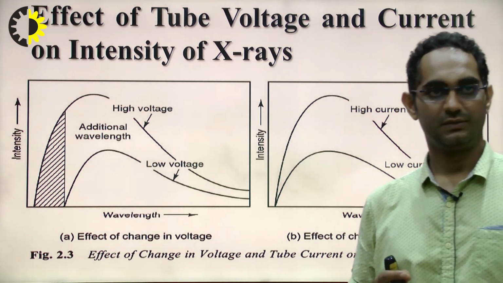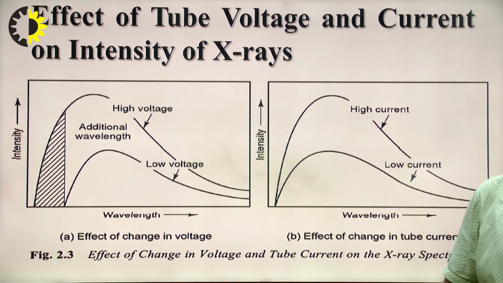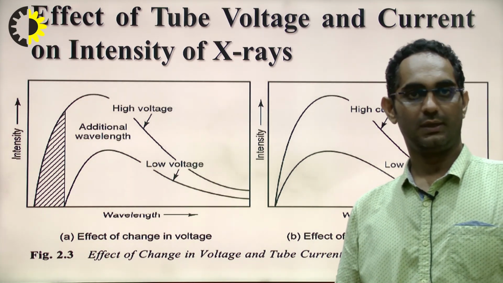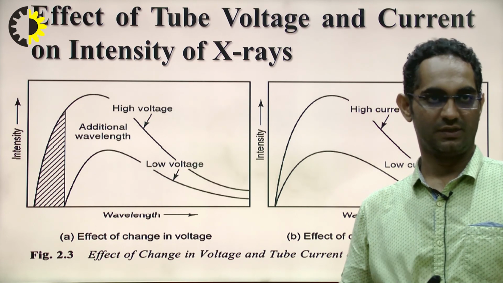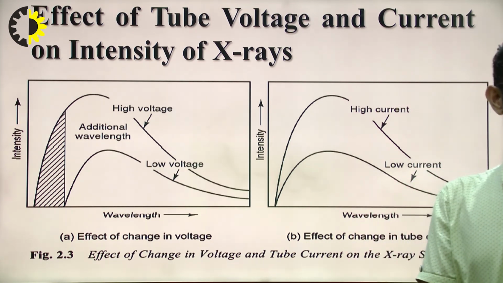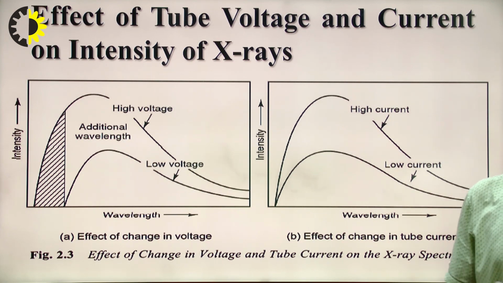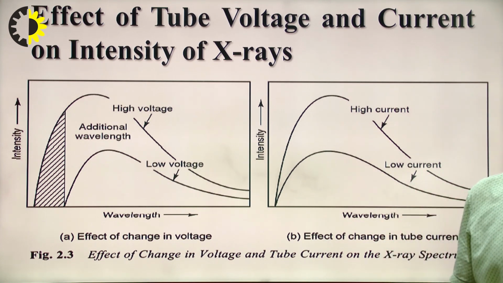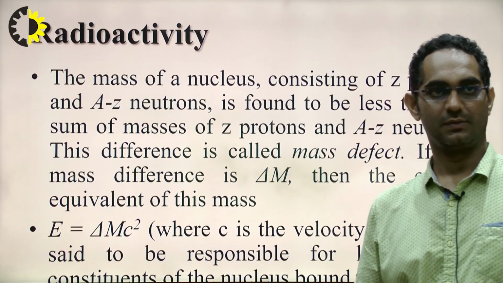Next is the effect of change in the tube current. This is also the same, but this threshold limit, which is present earlier, is not there. So, these are the effects of change in voltage and tube current on the X-ray spectrum. First is the effect of change in voltage, and another one is the effect of change in the tube current. This is the basic difference.